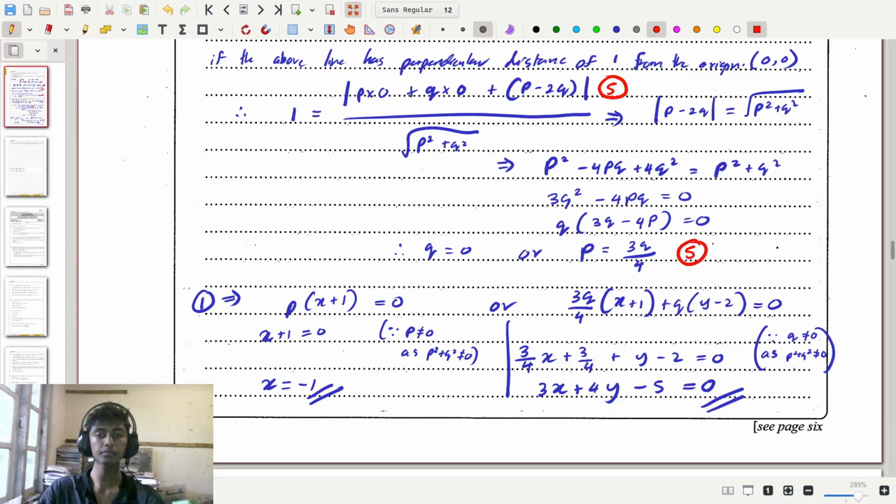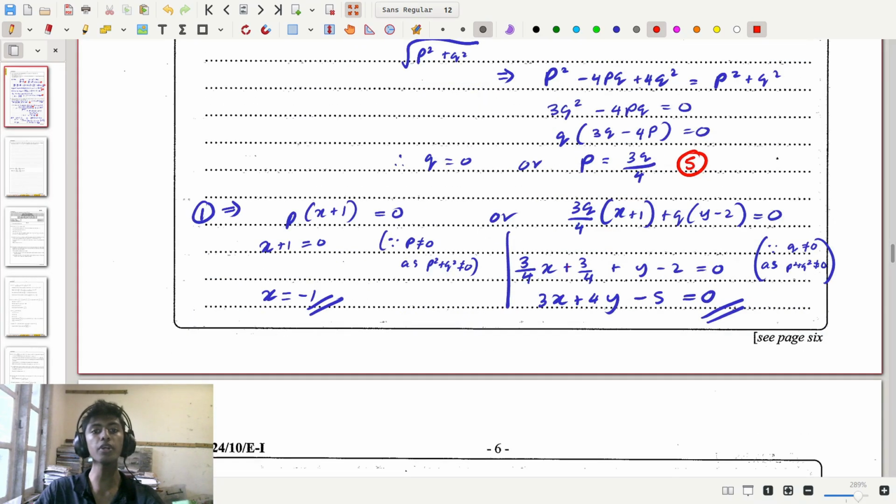Now after this, when you individually use each of these cases and you simplify them down with the relevant substitutions, and you write here p not equal to 0 as p squared plus q squared not equal to 0, and get x equals negative 1 as one of the possible lines, you get 5 marks for that. Similarly, when you use the other case, simplify down, use the relevant substitutions, and then say q not equal to 0 as p squared plus q squared is not equal to 0, and you get the final answer of 3x plus 4y minus 5 equals 0, you get another 5 marks for that.